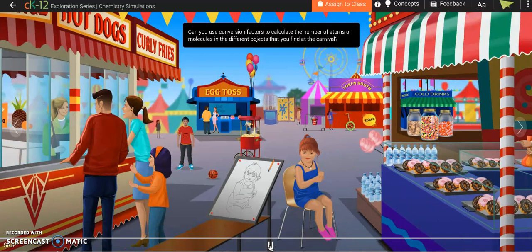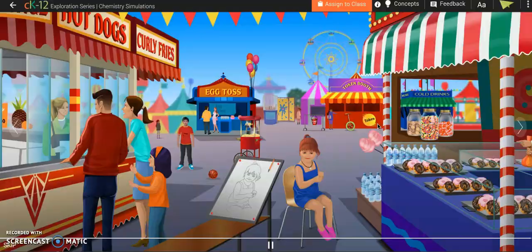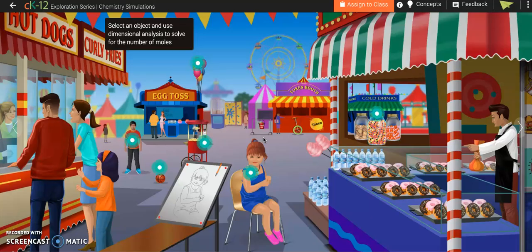Can you use the conversion factors to calculate the number of atoms or molecules in different objects you find at the carnival? This is where you'll be able to get in some practice working with moles. Select an object and use dimensional analysis to solve for the number of moles. So we're going to be working with moles. There are various objects here. Let's do one of these together.